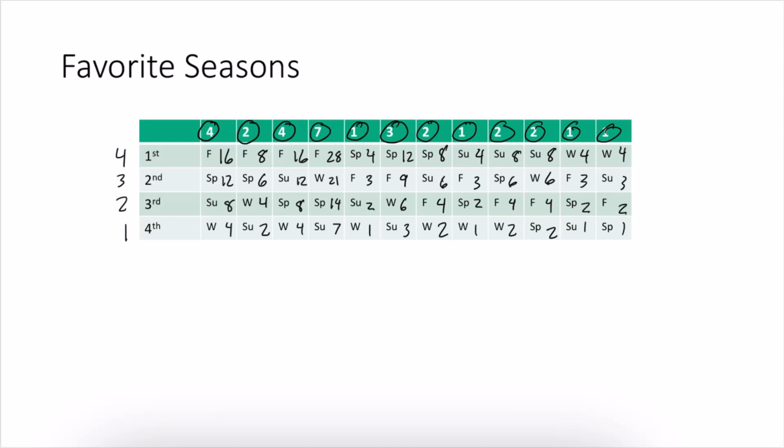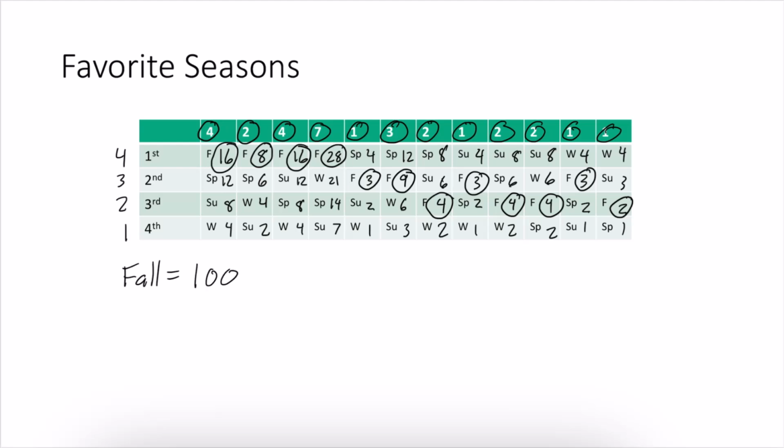So to determine the weighted counts, we just need to add these up. So for fall's weighted count, we're going to do 16 plus 8 plus 16 plus 28 plus 3 plus 9 plus 4 plus 3 plus 4 plus 4, that's the wrong one, plus 3 plus 2. And when I add those up, the weighted count that I get for fall is going to be exactly 100. So that will be the weighted count for fall.